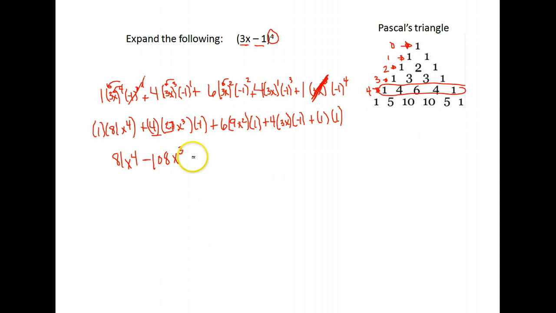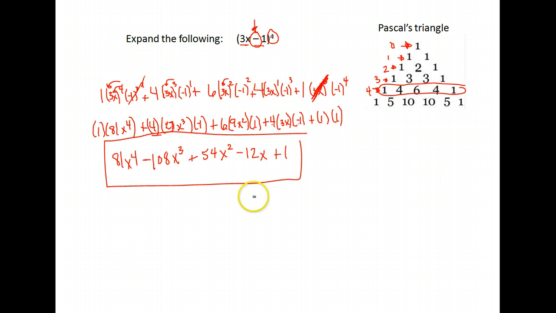Okay, next we have 6 times 9 times positive 1, which is just positive 54x squared. Next we have 4 times 3 times negative 1 is a negative 12x. And on the end, 1 times 1 is just 1. Notice our signs do alternate, and that will happen anytime you have subtraction in the middle of your binomial. We had a positive, negative, positive, negative, positive.